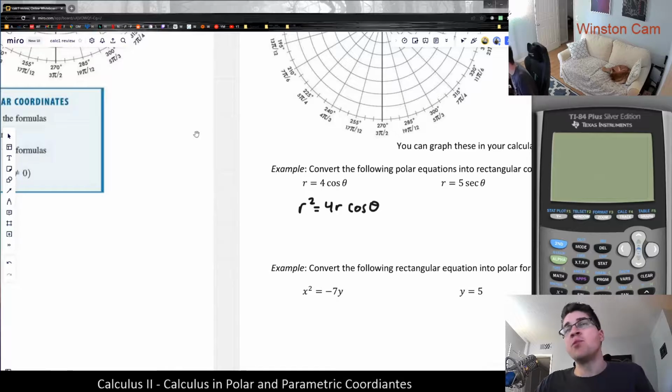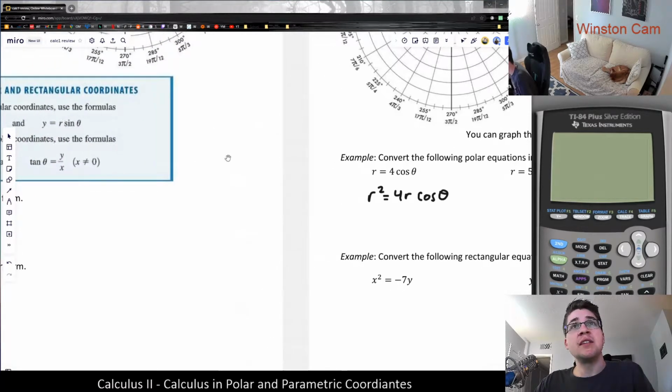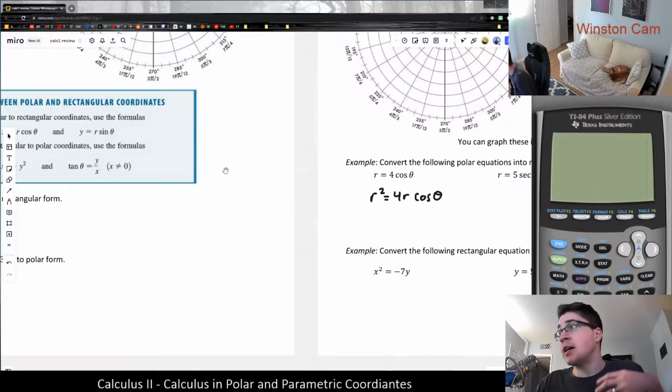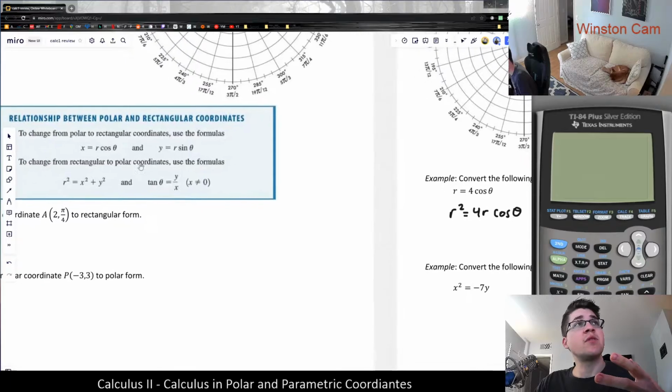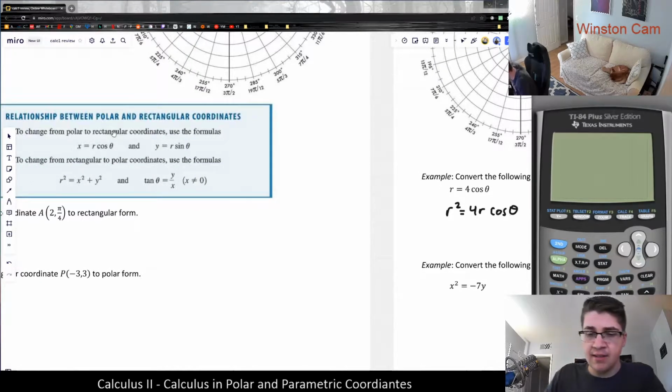And now it becomes more clear how this equation can be represented in rectangular coordinates, because r squared is directly x squared plus y squared, and r cosine theta is equal to x. So if we put this in, x squared plus y squared is equal to r squared, which is equal to 4 times r, and again, r cosine theta is just x. So what we have is 4x.